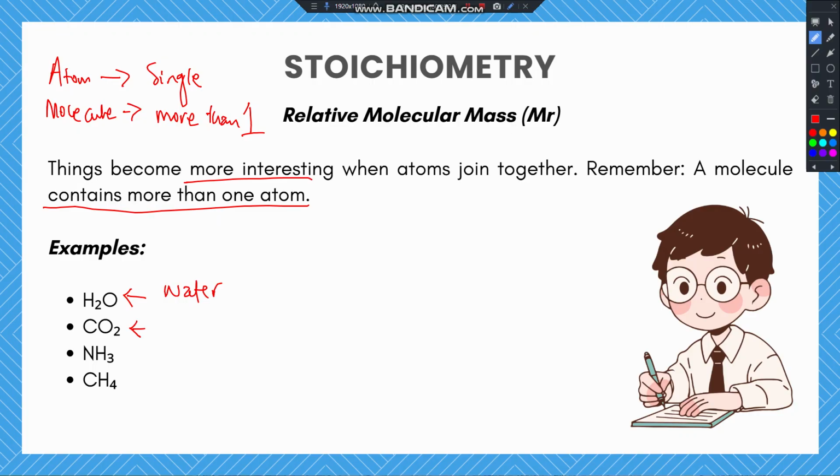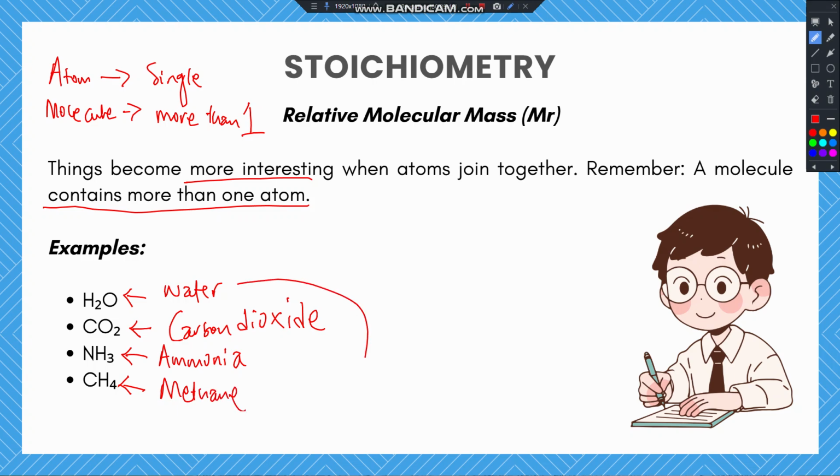We have CO₂, which stands for carbon dioxide, and it contains more than one atom, so it's also a molecule. We have NH₃, which is ammonia, and it's also a molecule because it contains more than one atom. And finally, we have CH₄, which is methane. All these are called molecules because they contain more than one atom.